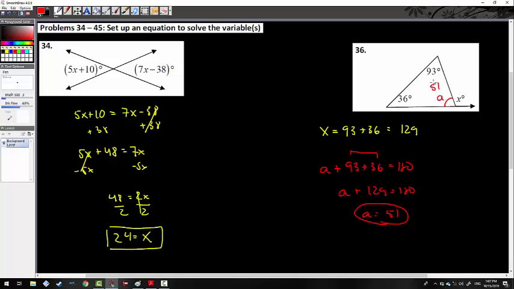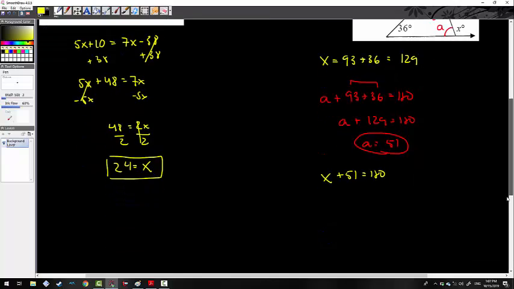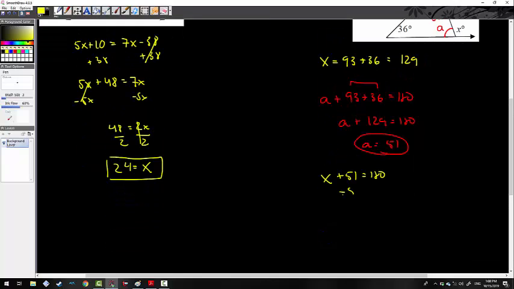So then I can use my linear pair idea here to say that x, which is my angle that I'm really solving for, plus 51 is equal to 180. If I subtract 51 from both sides, let me scroll down. If I subtract 51 from either side, I should end up with x equals 129. Either way I cut it.